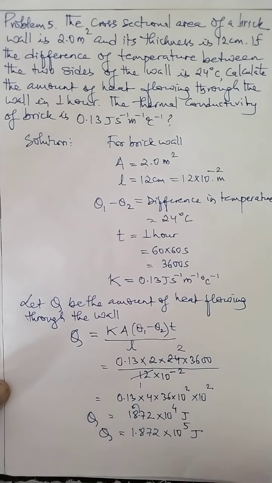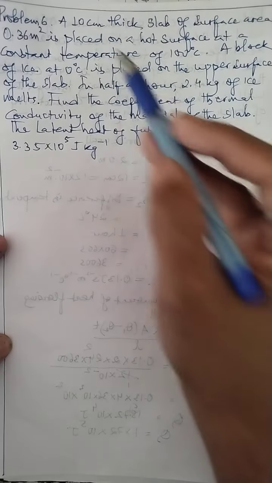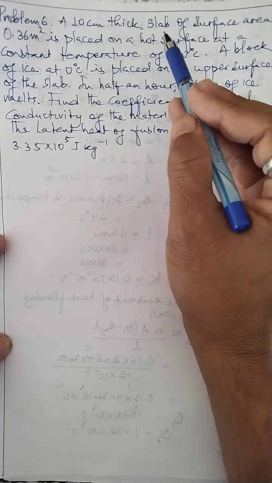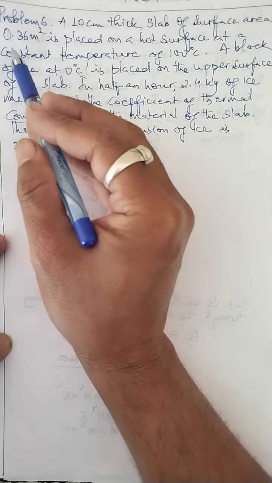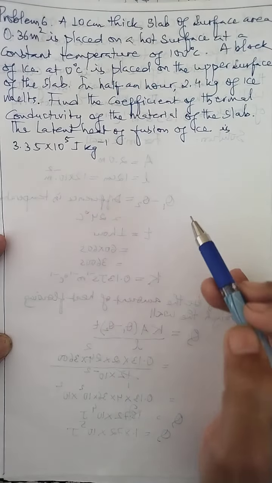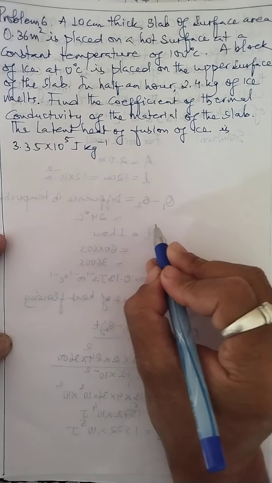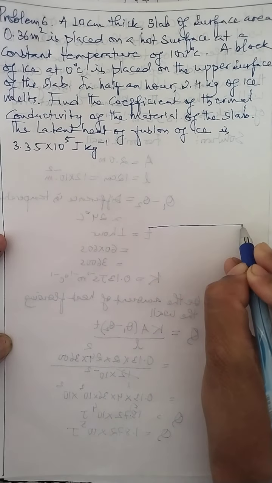So this is one of the problems based on the coefficient of thermal conductivity, and this is problem number 5. Now I'll be doing the last numerical problem, problem number 6. Children, problem number 6 says that a 10 centimeter thick slab of surface area 0.36 meter square is placed on a hot surface at a constant temperature of 100 degrees Celsius. Let me draw the diagram to make you understand.